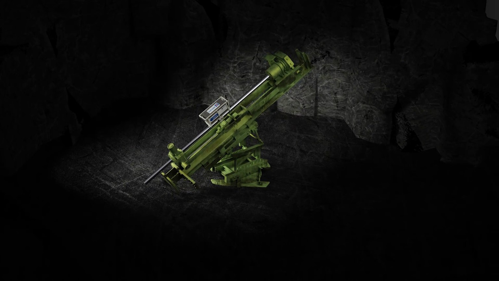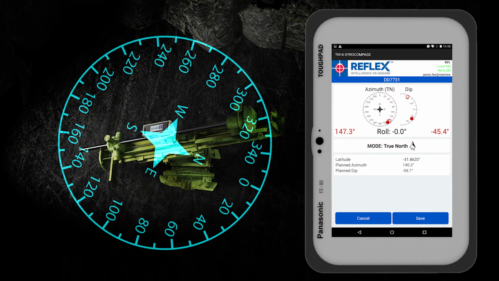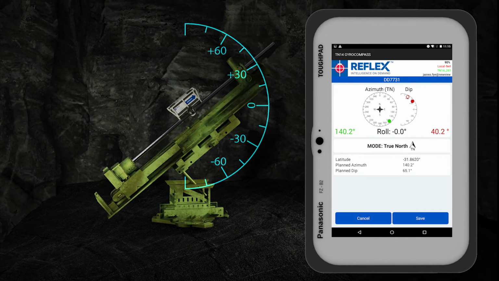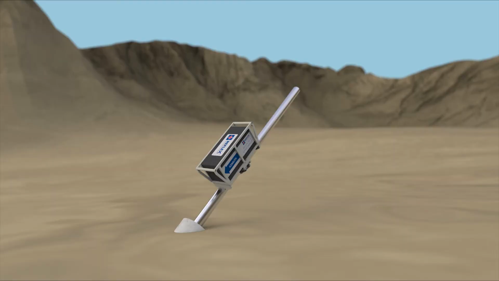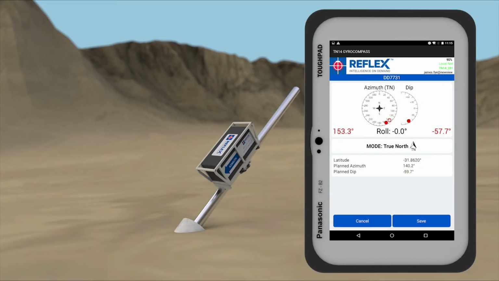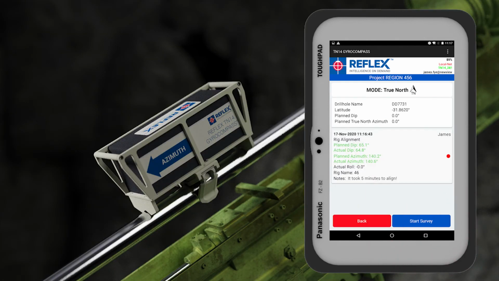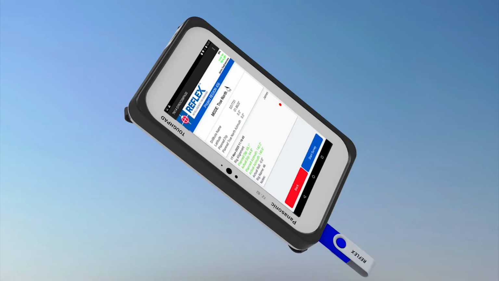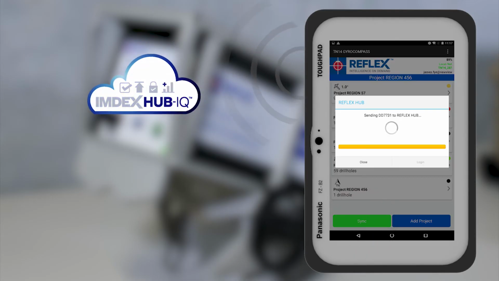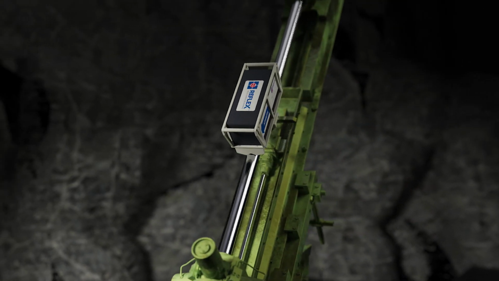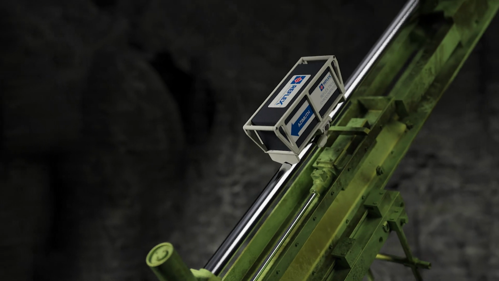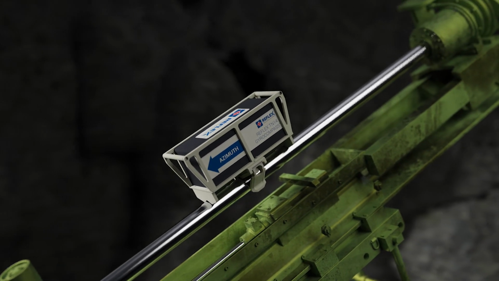Next, attach the Tn14 instrument to the drill pipe or collar. Now begin the survey and align the rig. For existing drill holes, once the instrument is in place, the survey can capture the coordinates. End the survey and the directions display in the survey results, which can be exported to memory stick or synced to Index Hub IQ. The Reflex Tn14 Gyrocompass is flexible for all drilling conditions, providing accurate azimuth and dip coordinates.